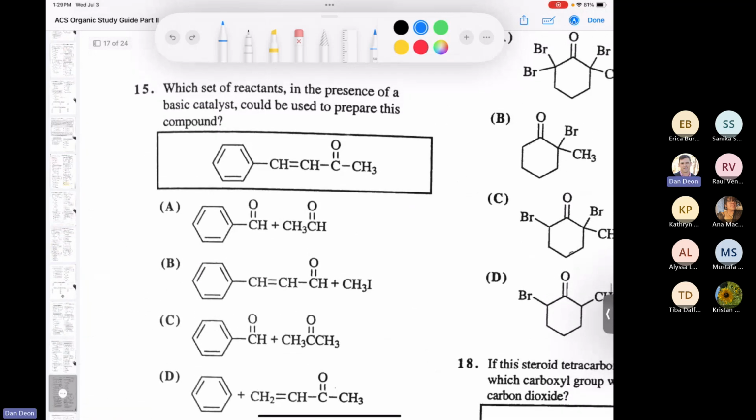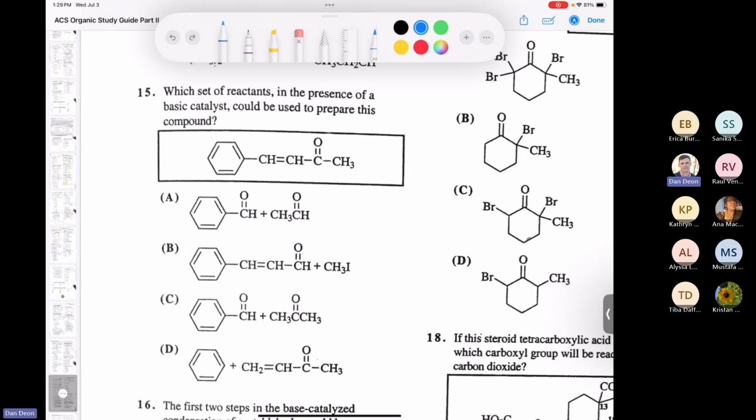15. Yes, it says, which set of reactants in the presence of a basic catalyst can be used to prepare this compound? So you see that this is an alpha beta unsaturated ketone, right? This is your ketone, this is alpha, this is beta. And so if we have an alpha beta unsaturated ketone, we have to figure out what the starting materials are. So if we break the double bond, or think about that in terms of retrosynthesis, right?